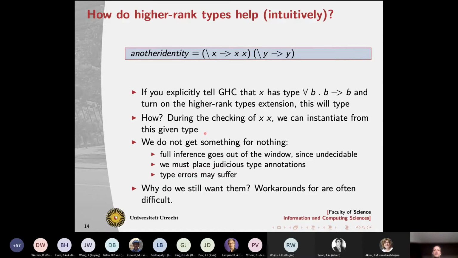But we don't get something for nothing. This will now type check with this extension on, but full inference goes out of the window. If I write a program without any types, it can still type it. But now it goes out of the window because actually type inference for higher rank types is known to be undecidable. Type errors may also suffer, but we still want these higher rank types because workarounds are difficult. I will not give any examples.